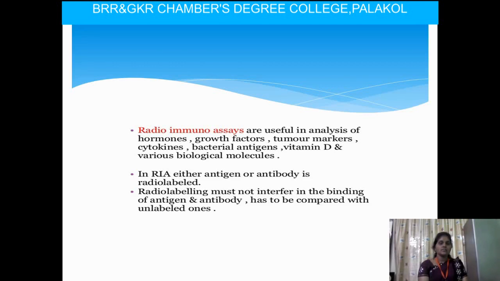We can assess by giving a positive or negative test. If the person is positive, the person has that disease. Okay, so we can also detect some vitamins and some bacterial agents or antigens in the body of an organism. Here the radiolabeling must not interfere with the binding of the antigen and antibody, and it has to be compared with the unlabeled ones.